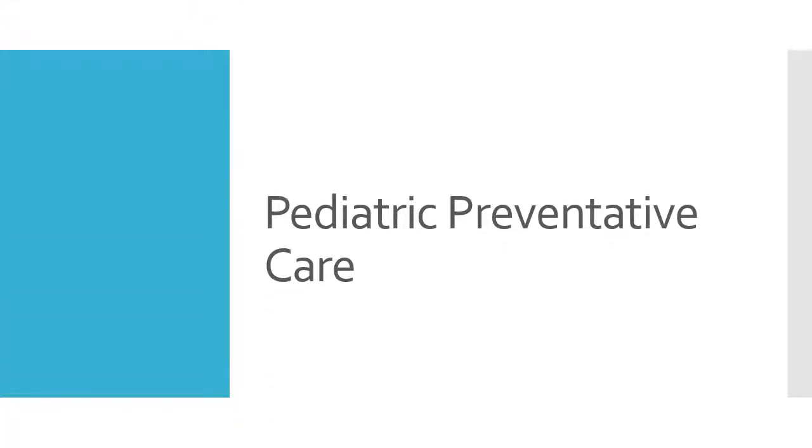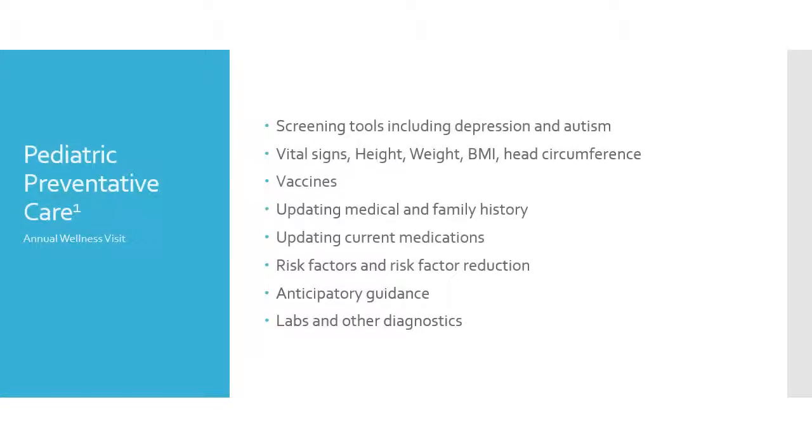Now let's discuss pediatric preventative care. These wellness visits can occur at more frequent intervals due to the rapid growth in children, especially in the first few years of life, so you should follow the appropriate guidelines. Pediatric preventative care includes screening tools for depression and autism, vital signs, height, weight, BMI, head circumference, vaccines, history, medications, risk factors, definitely anticipatory guidance, and some labs.